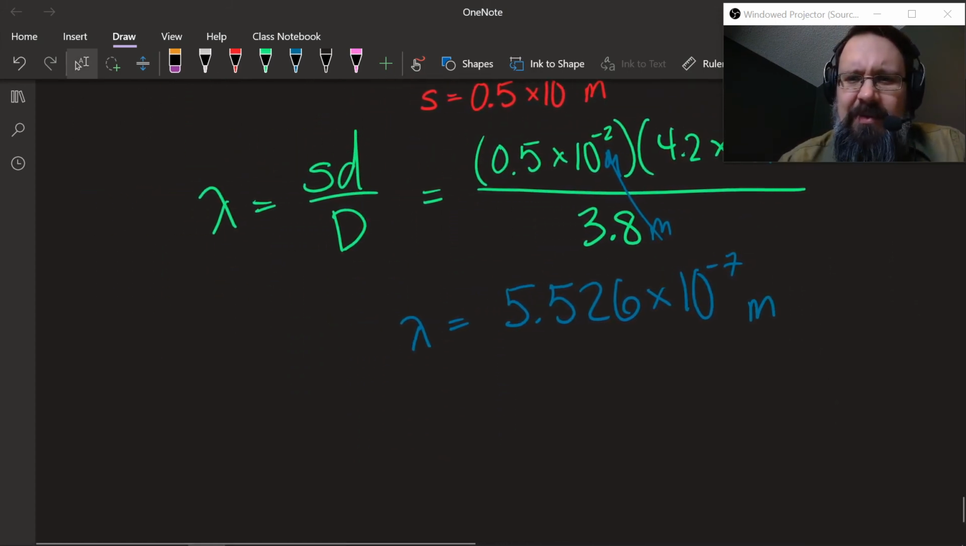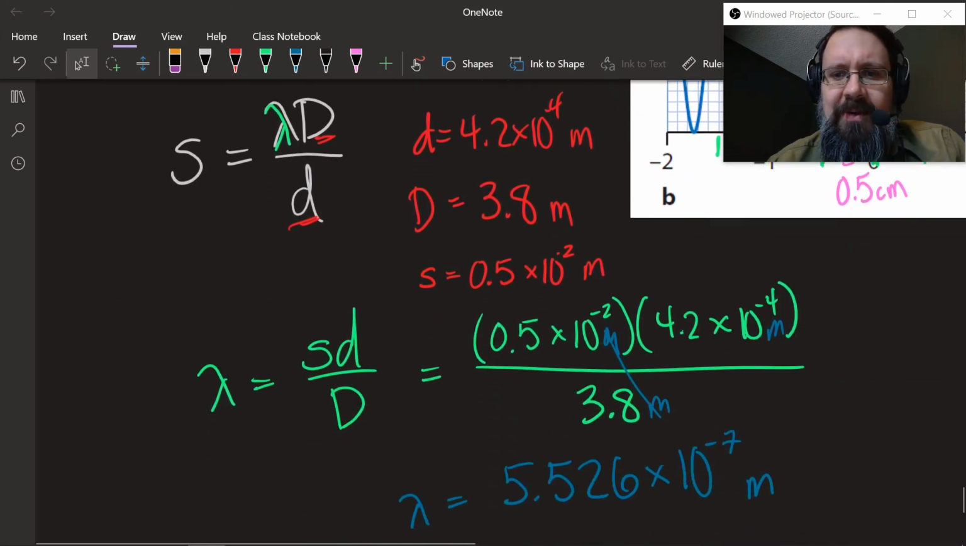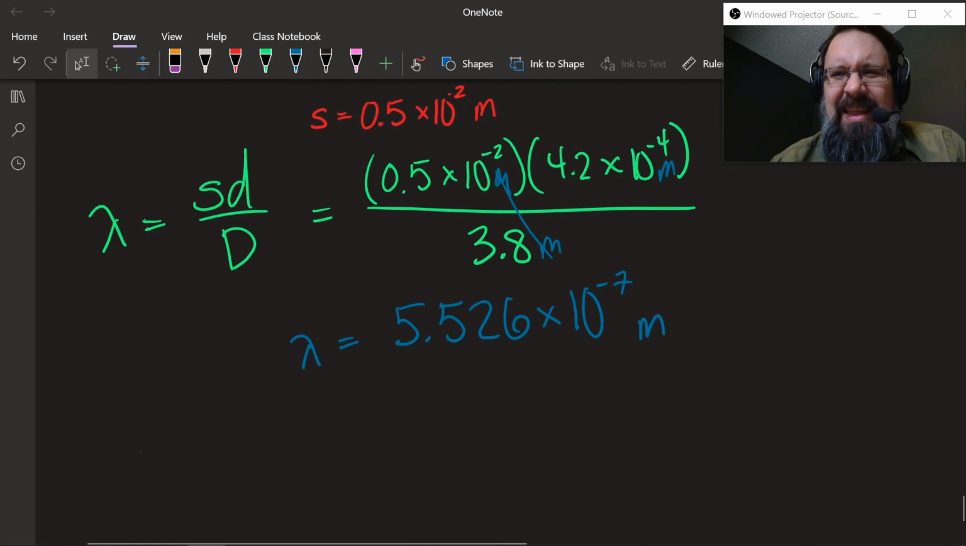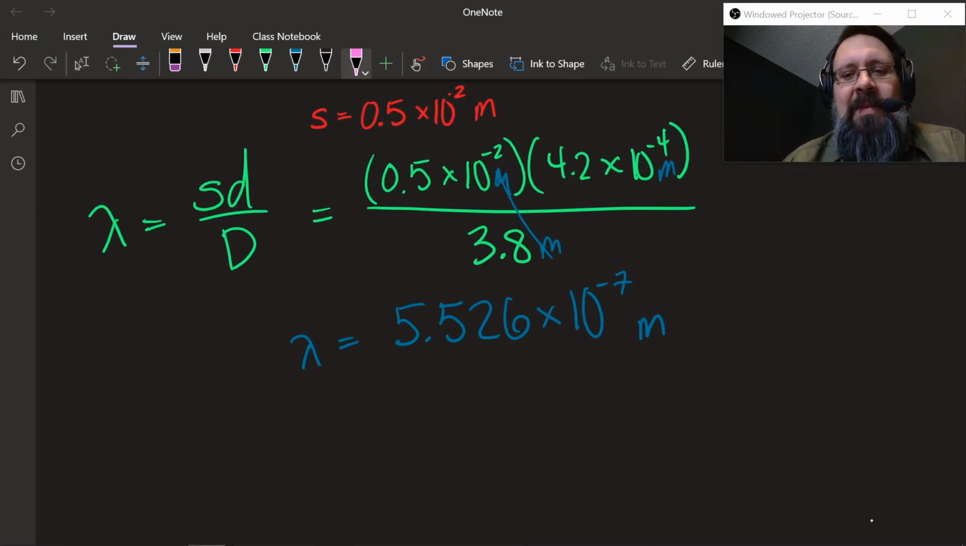What did it say? Did it say it was a red laser? No, it didn't even say what it was. I think that's red. Red is usually around 600 nanometers or something like that. So just notice that we usually express it in nanometers. Nano is 10 to the negative 9.